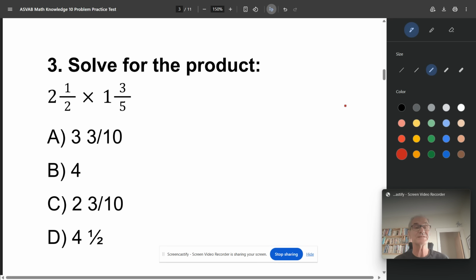Go ahead and pause the video and do this fraction problem, noting that these are called mixed numbers and you need to multiply them. Give you a second to do it here, then I'll do it.